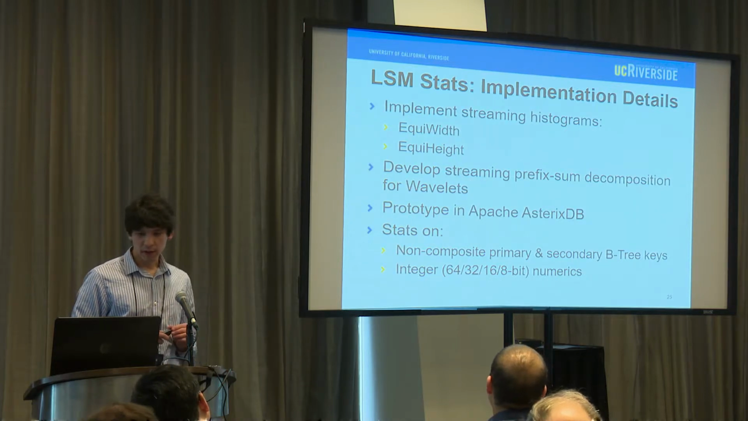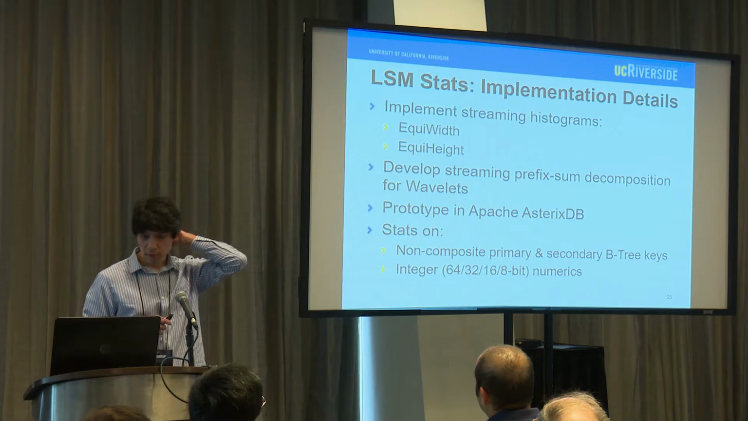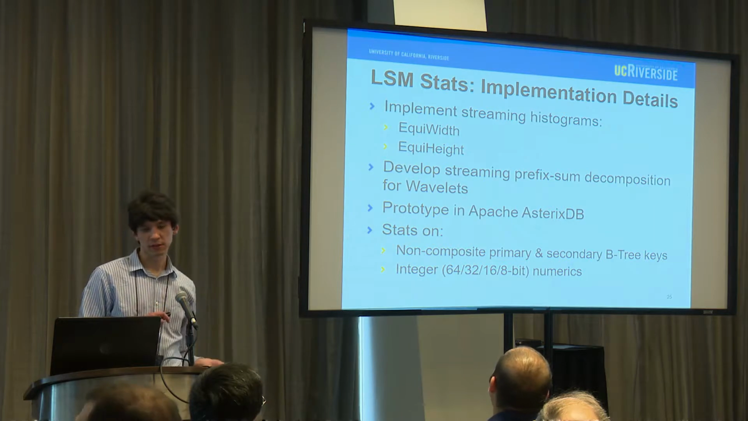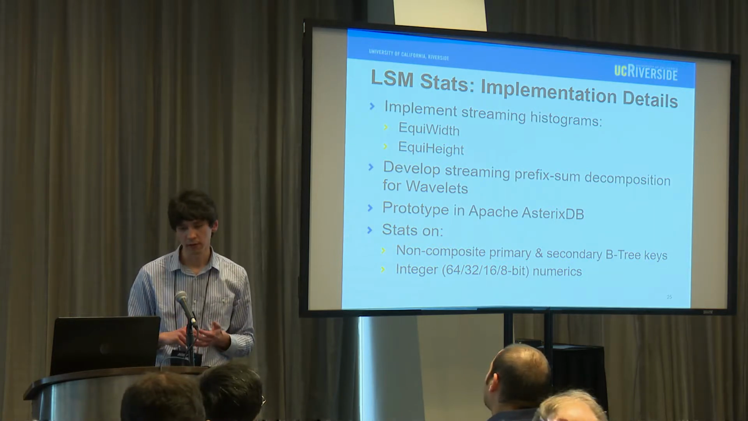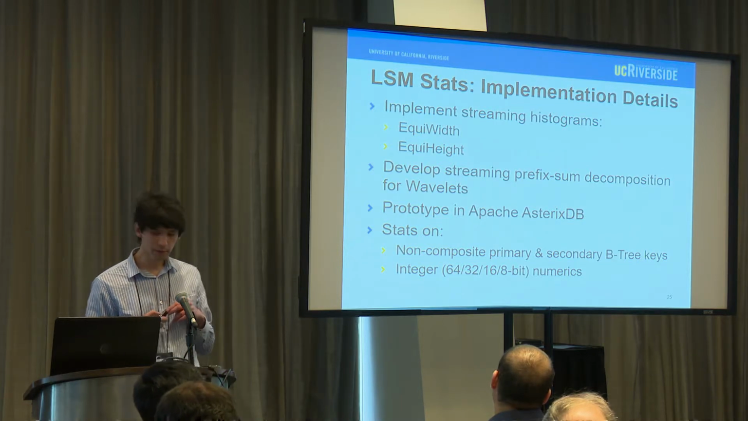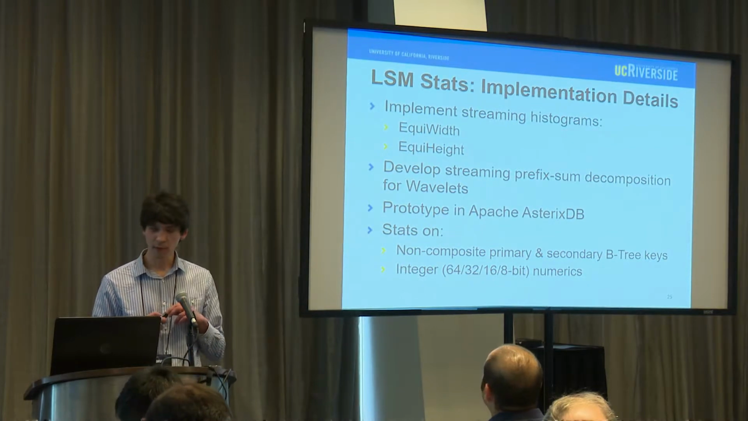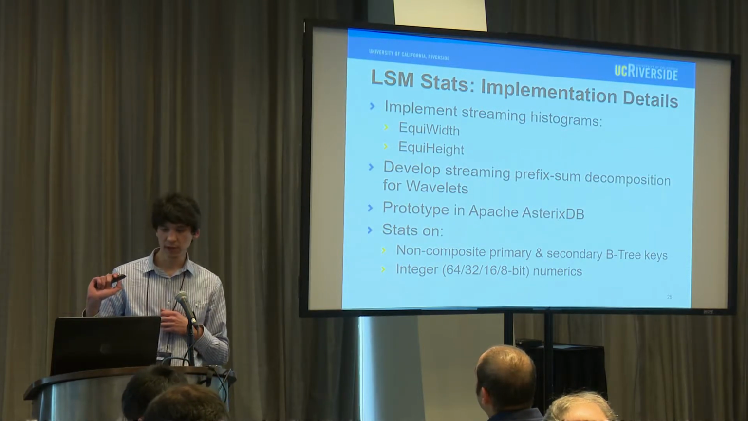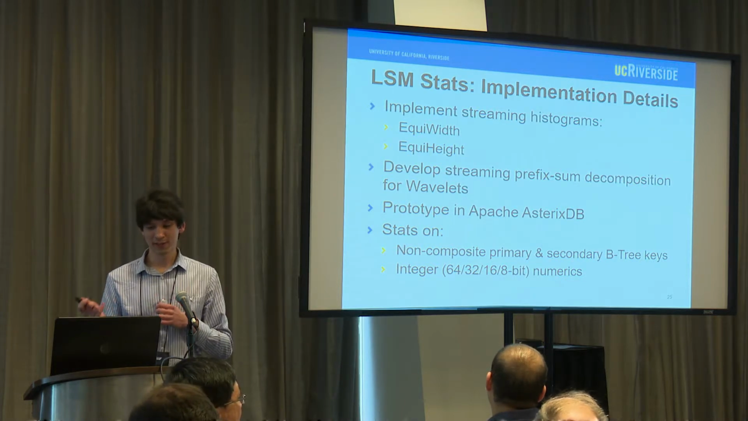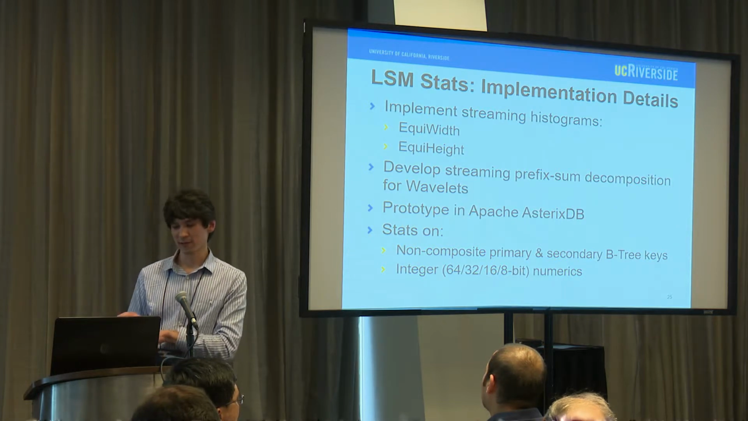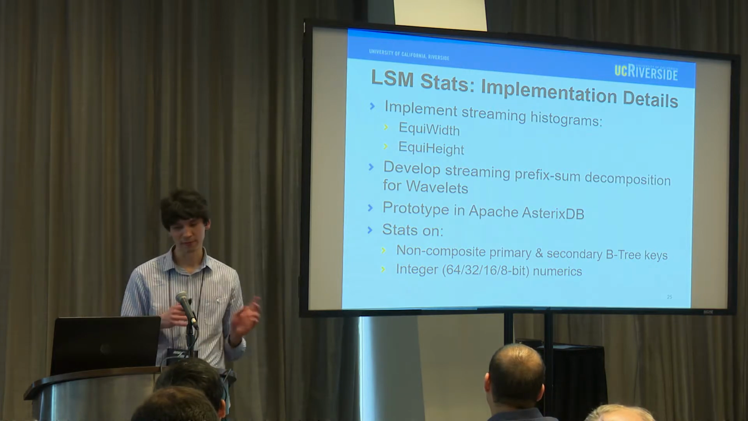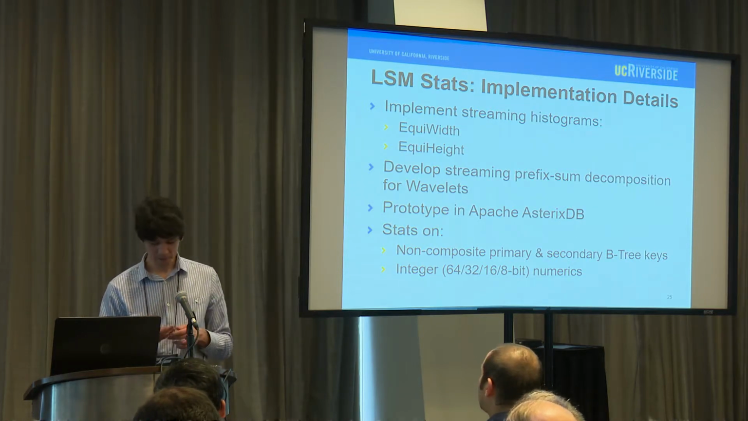So, some of the implementation details about the approach. We implemented a couple of different algorithms to capture those stats. First is streaming histograms, both equi-width and equi-height. We also developed our own prefix wavelet decomposition algorithm. We did this prototype in Apache AsterixDB, and the prototype collects stats on non-composite keys of primary and secondary B-tree keys, which are also restricted to integer numerics.